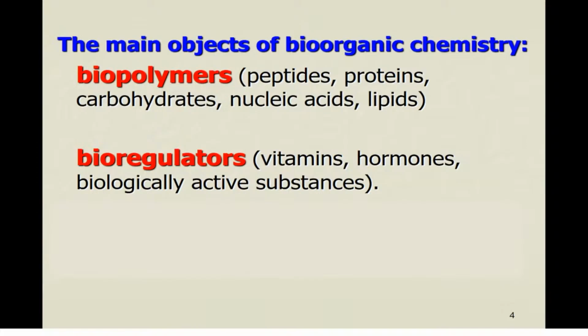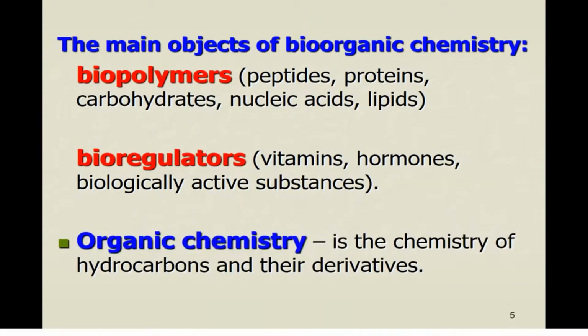Biopolymers are all high molecular weight compounds important for our biochemistry: peptides, proteins, carbohydrates, nucleic acids, DNA, RNA, lipids. Bioregulators are substances that help the previous biopolymers to participate in biochemistry. So vitamins, hormones, and biologically active substances.